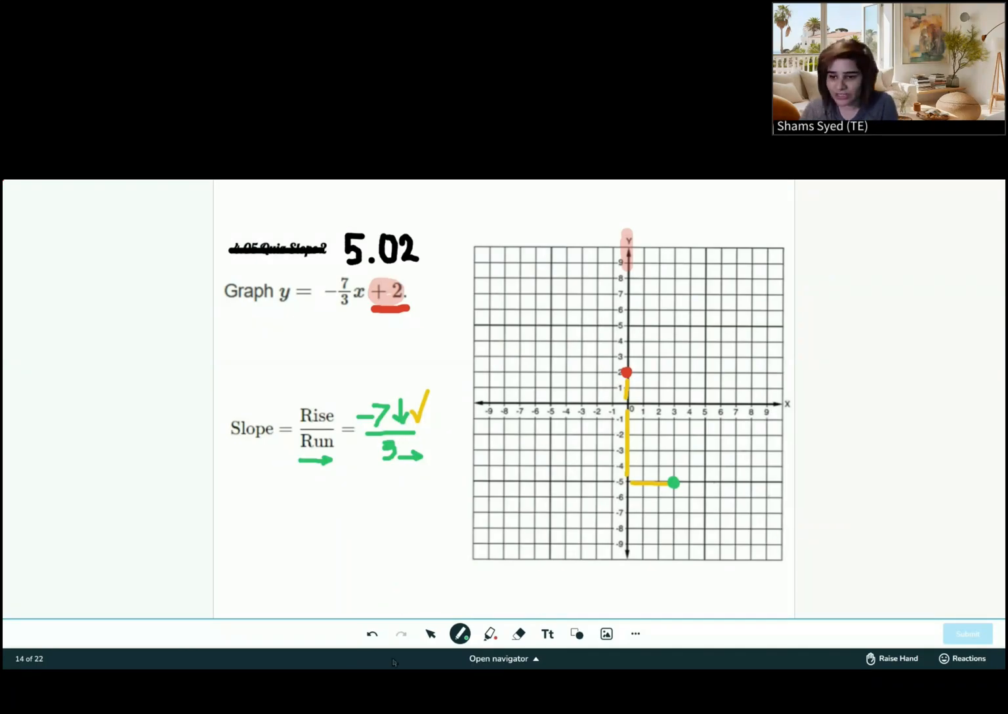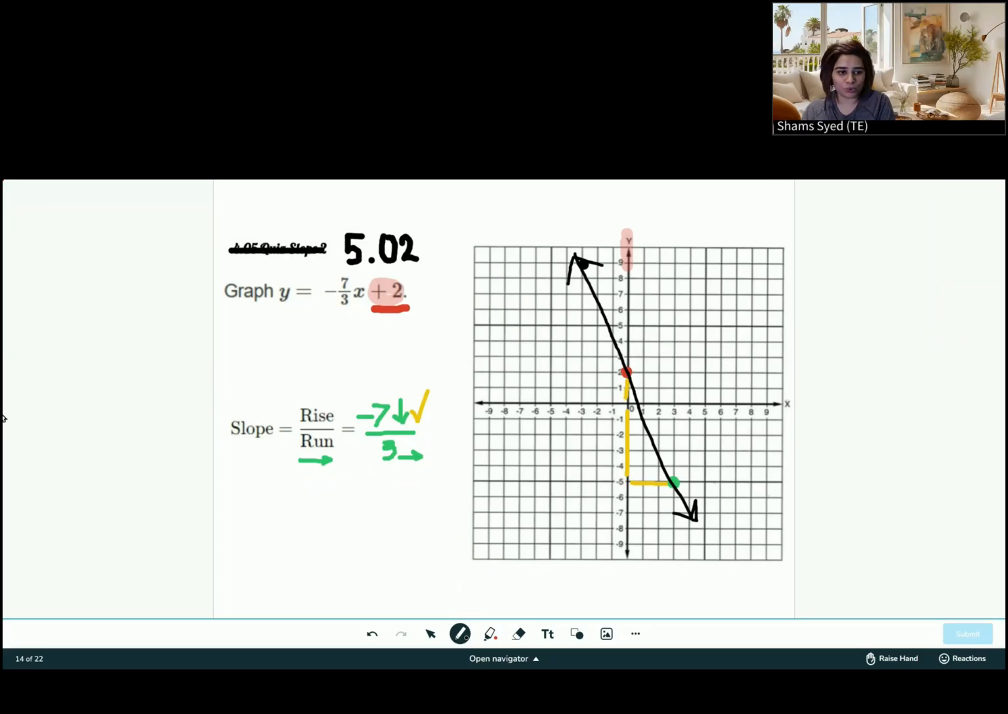Okay. So here we are. Now I have 2 dots. I will definitely get 1 more dot, and this time I'm going to go up 7 and over 3. And I have 3 dots at least. I can connect them and create a little graph. Okay, here it is. So remember, starting point, and then the pattern is the slope.